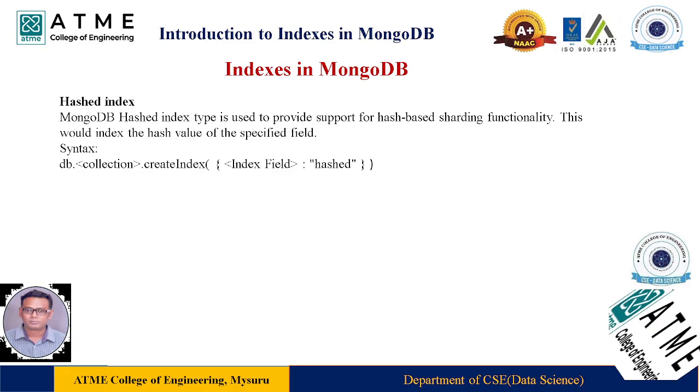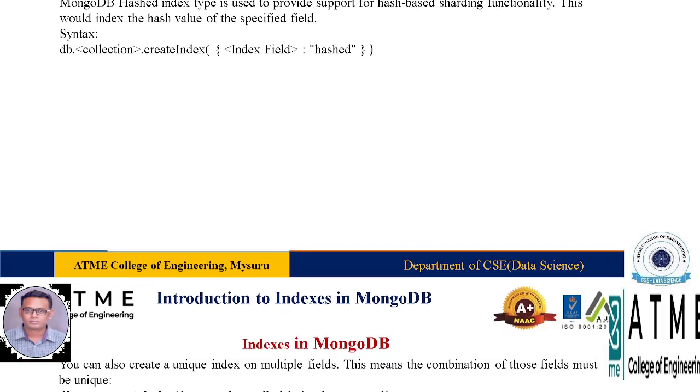So next comes the hashed index. A MongoDB hashed index is used to provide support for hash-based sharding functionality. This would index the hash value of the specified field. So the syntax generally is db.collectionName.createIndex, field colon, and in quotes you have to mention hashed.